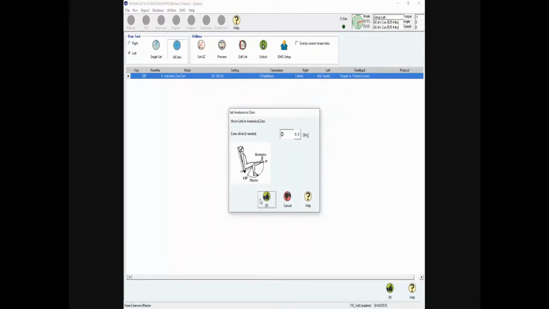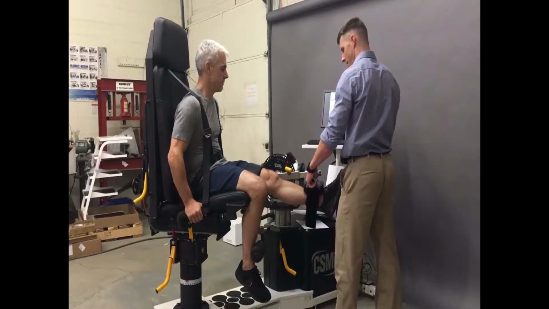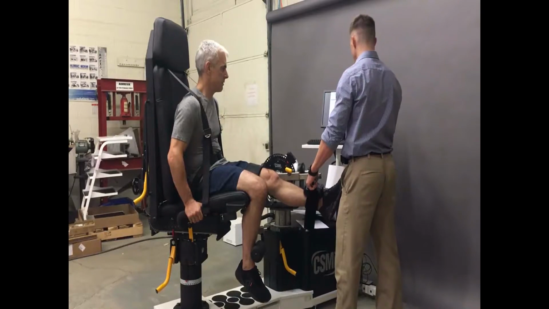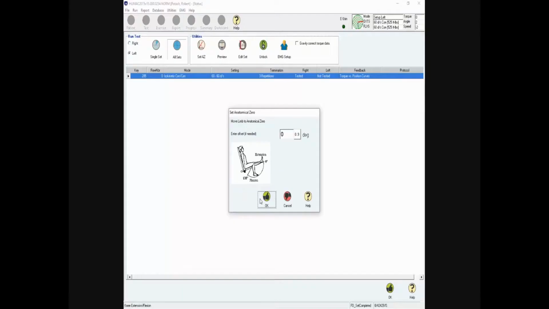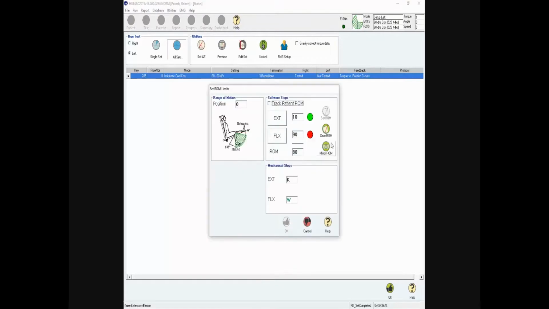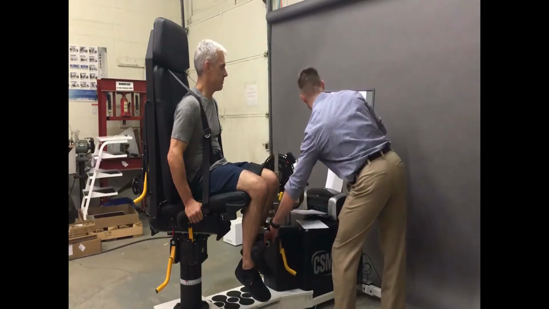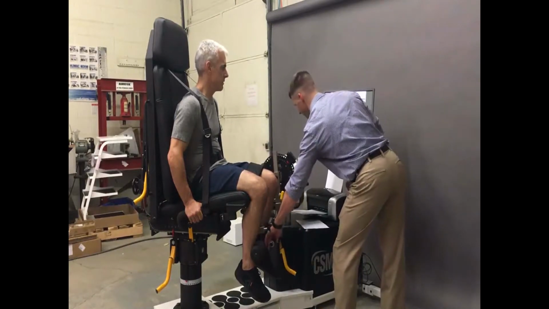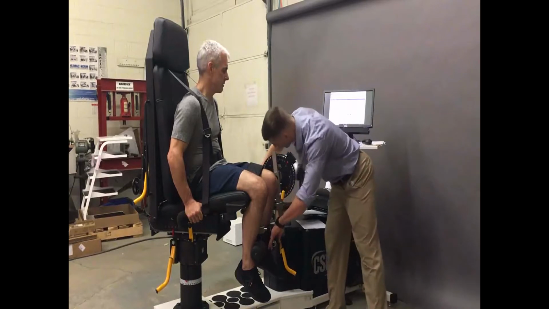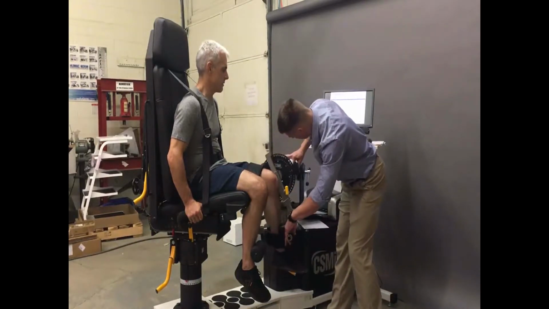Remember that when setting your anatomic 0, have them lock out to full extension and then just back off a little bit. Now, I've already tested Rob before, so his range of motion for this side is already put in, but if it's not there, you can click that mirror ROM, and then all you have to do is run him through the range of motion, and it'll match the exact same extension and flexion stopping points from the other limb.